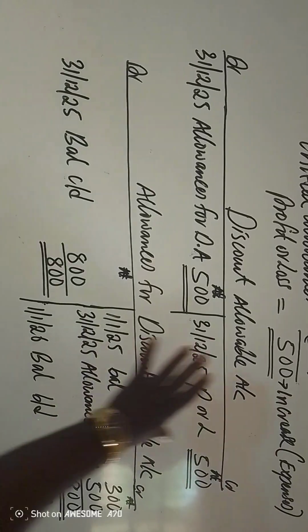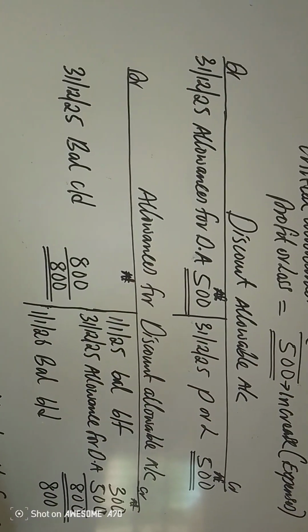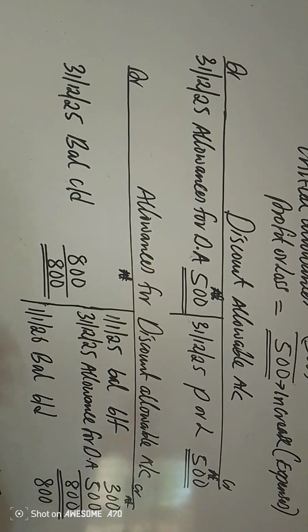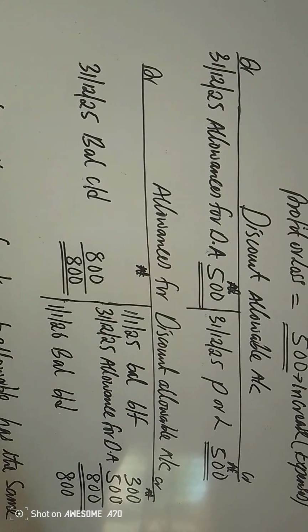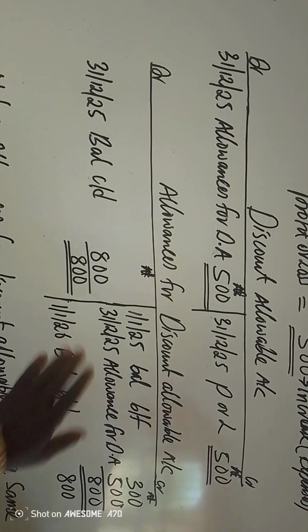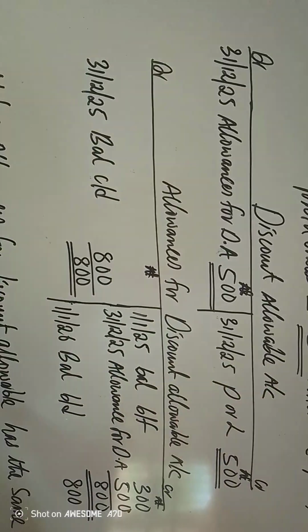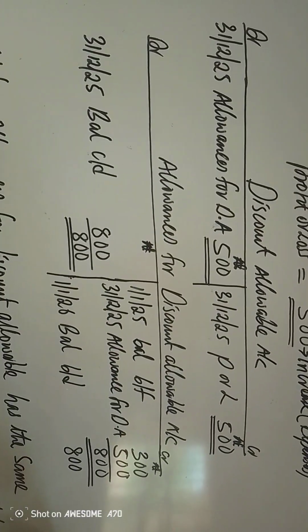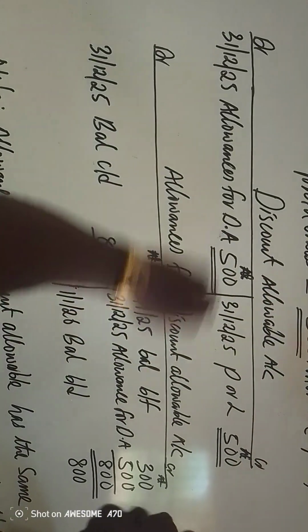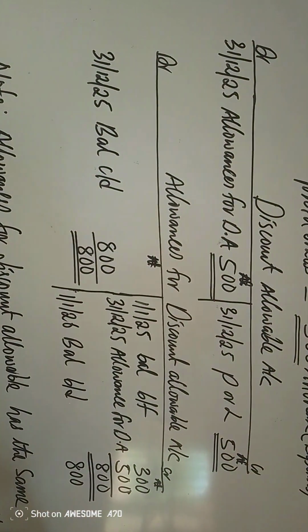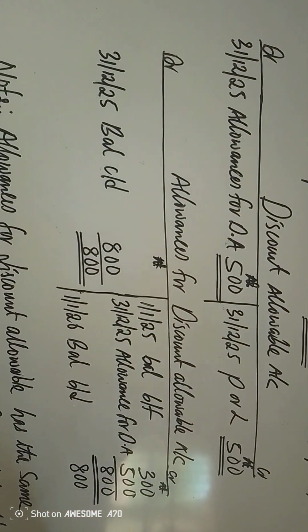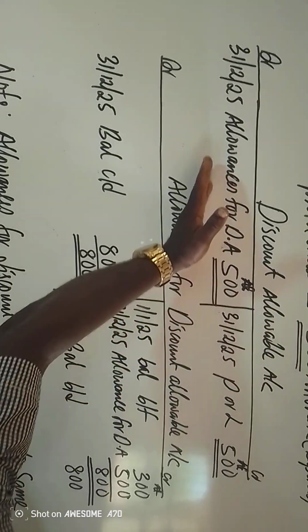I told you that to incorporate this into the ledger is to make sure that the ledger produces a balance brought down that will be used in the adjusted trial balance. So here, you open an account called discount allowable account. Then in the discount allowable account, the difference in the amount charged in the current year, which we charge under profit and loss account, will be debited. Why? Because it is an expense.